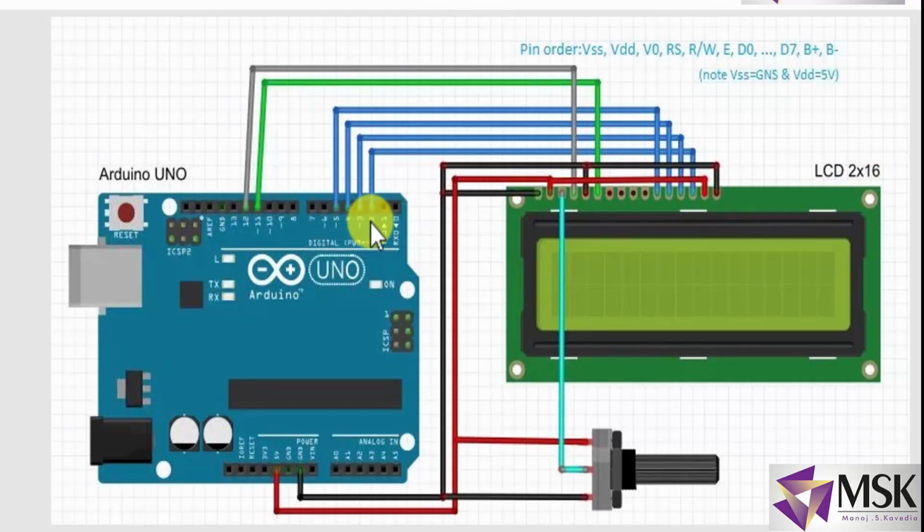That these are the data pins, that is 2, 3, 4 and 5 are connected to D4 to D7, VCC and ground, and this is a potentiometer connected to control the intensity or the brightness of the LCD. Whereas pin number 11 and 12 are connected to read write and enable. So this is how I can connect LCD in 4-bit mode.